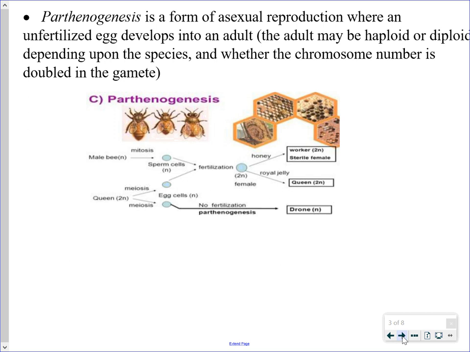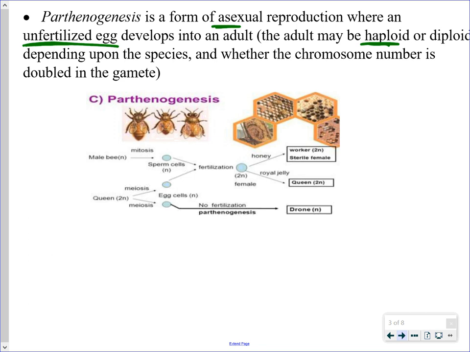This one here, kind of an interesting one, parthenogenesis. This is a reproduction that is taking place, which is also asexual in nature. And in this case here, there is no necessity for a sperm. So what we do have is an unfertilized egg that develops into an adult. So this can be an adult that in fact is haploid.